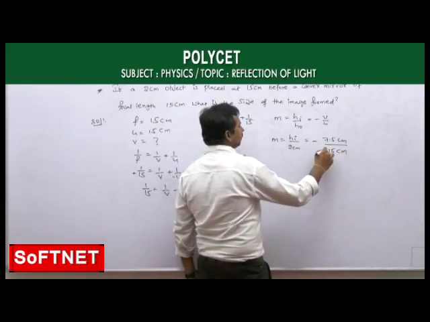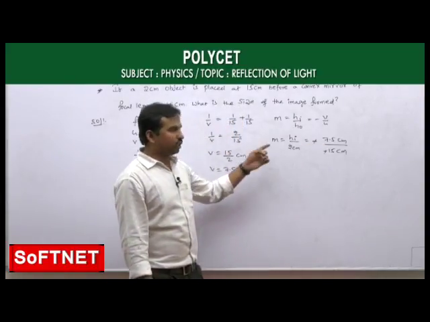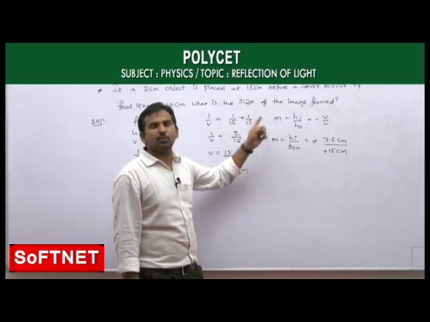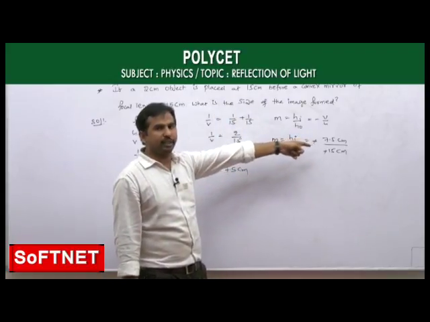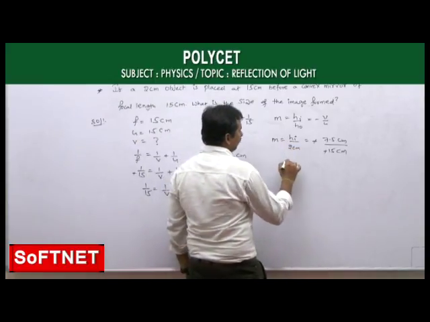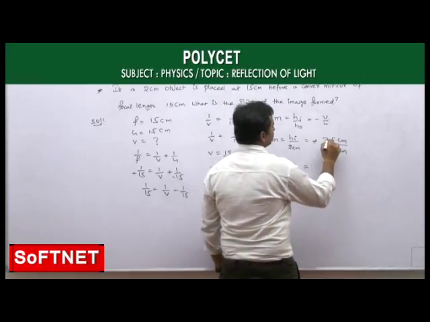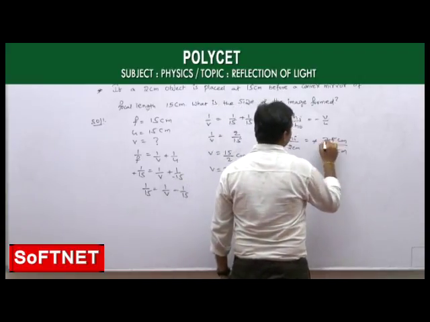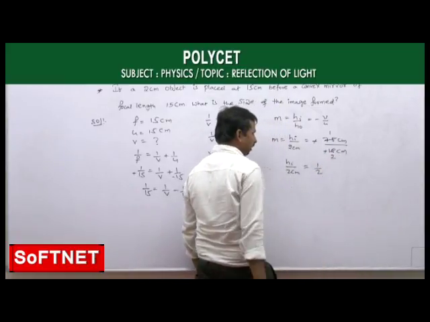Then this minus and minus get cancelled. And earlier also I said, the image formed by a convex mirror is a virtual image, so here the magnification value we are getting is a positive value. Then height of the image by 2 centimeters is equal to 7.5 by 2, which is 7.5 ones and 2's here, is equal to 1 by 2.